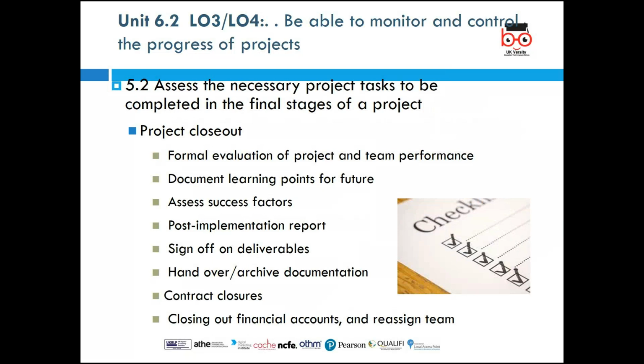Let's look at how to assess the necessary project tasks to be completed in the final stages of the project. The close-out phase. There should be a checklist to be able to tick that everything has been completed. All that was assigned to you has been done and achieved. This is the project close-out phase. There should be formal evaluation of the project and the team performance. Evaluate the project from the beginning to the end. What went very well? What were the problems that you faced? How did you overcome such problems? What was the performance of every single team member on the project? That is a formal evaluation of the project.